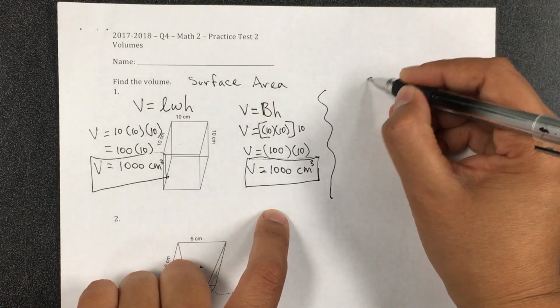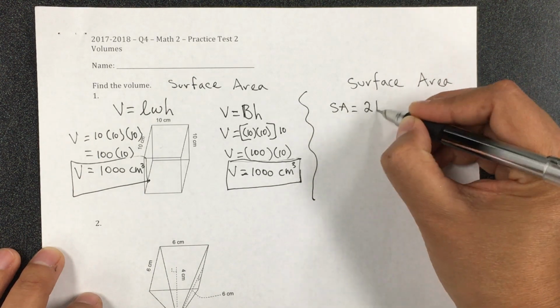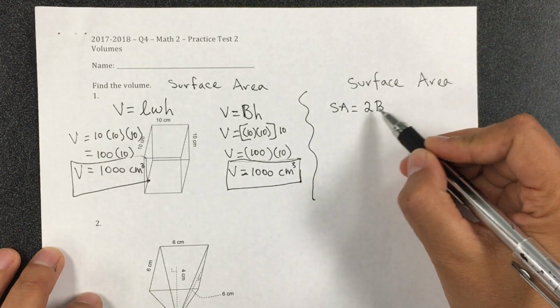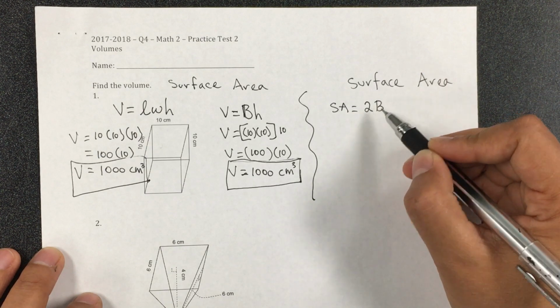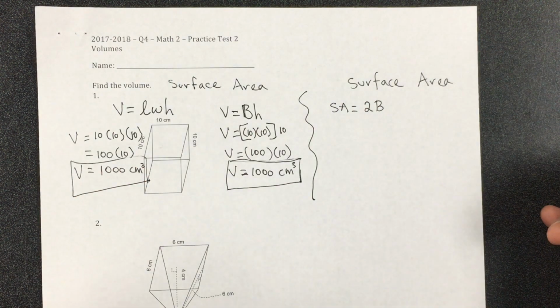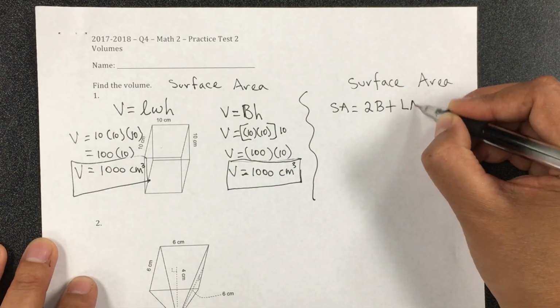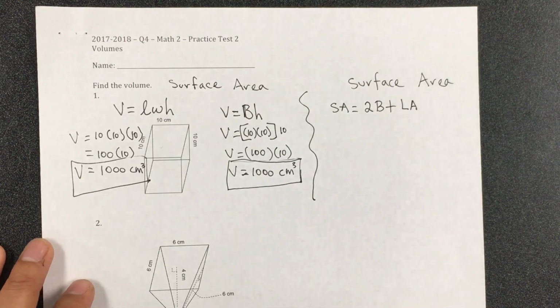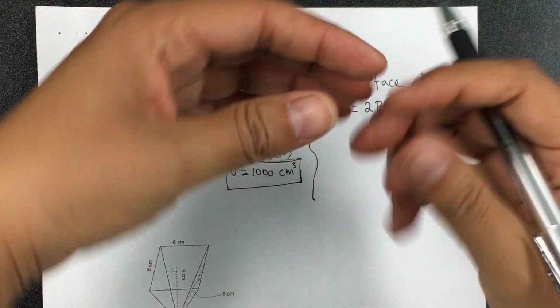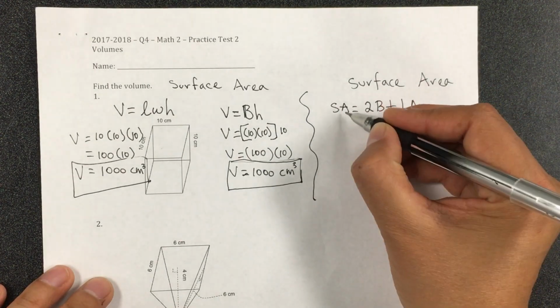The surface area is going to be two bases. So basically we're going to find the area of the base, and we have two because we have the top and the bottom base, plus the lateral area, el área lateral, okay, which is the sides. I don't know if you remember that we undid that.